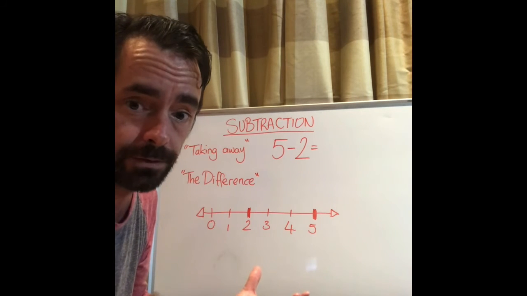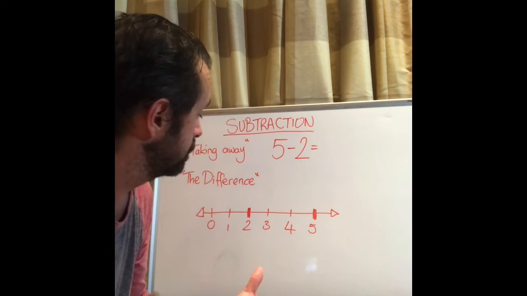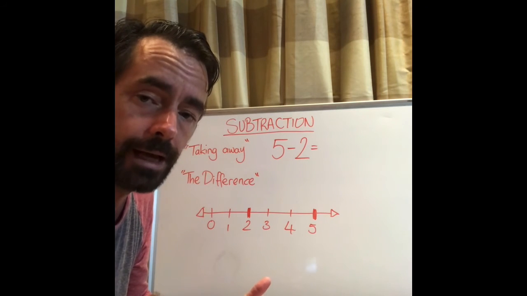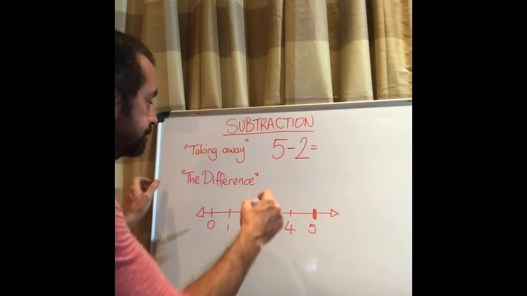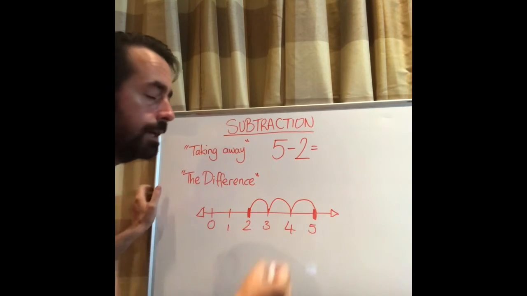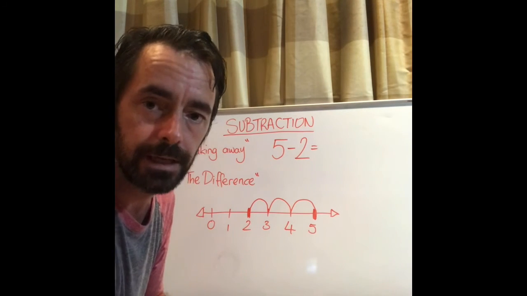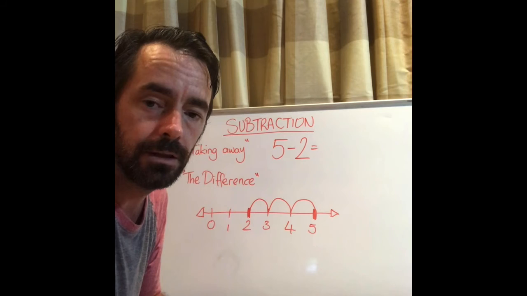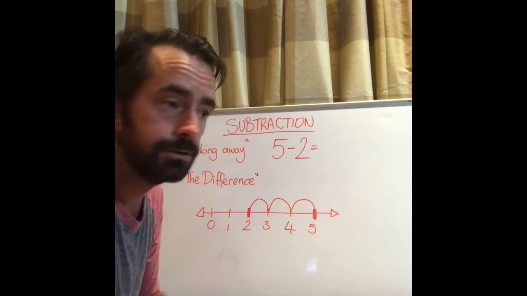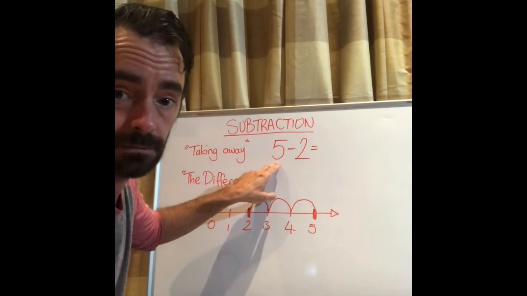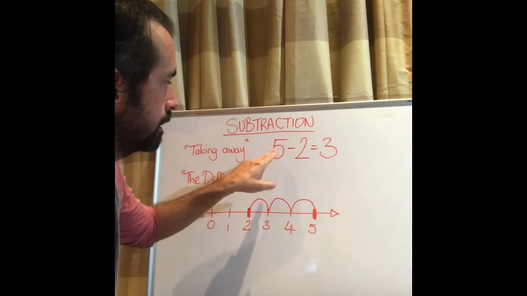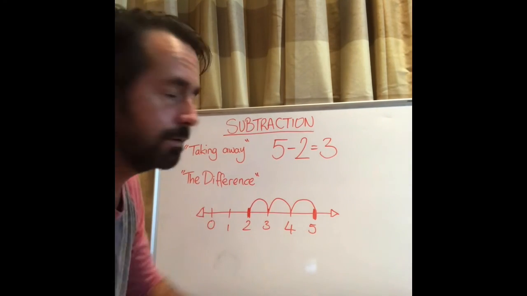Now, what is the difference between 2 and 5? Well, we can actually count on our number line to see what the difference is. 1, 2, 3. The difference is 3. The difference between 5 and 2 is 3. So the answer is 3. And that's another way of thinking about it. The difference between 5 and 2 is 3.